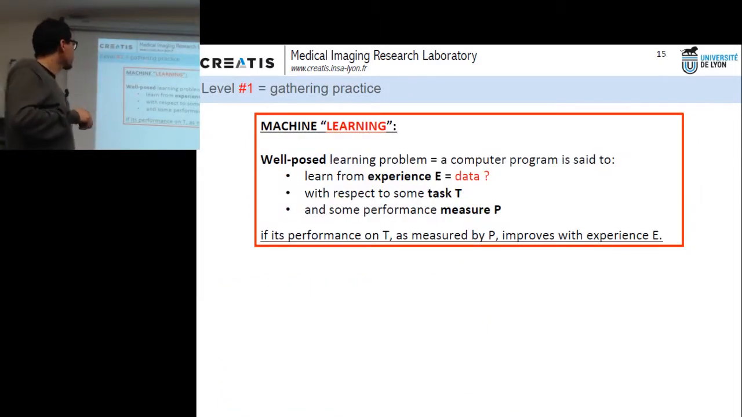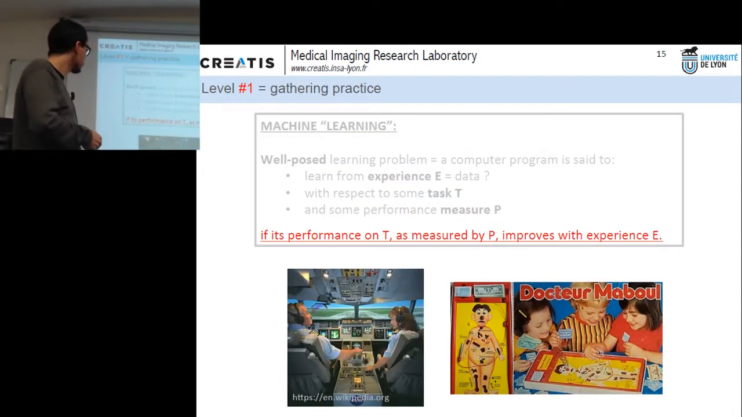So the level one of realism in simulations is gathering practice. And it's nice because it fits a bit the definition of learning by humans, maybe. When you have a simulator for pilots in a plane, it's not really striking in terms of realism, but they gather experience with respect to the task they're asked for, like driving a plane in a controlled environment. The same with this kind of game we've all played when we were children. It's not realistic at all, but we are gathering experience with respect to a given task that is simple, and it's still a kind of simulation that enhances our process of learning.